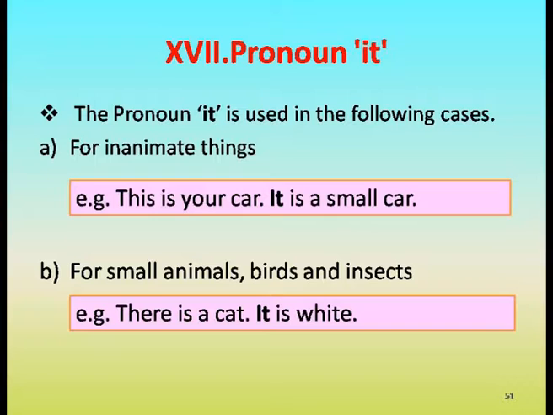Pronoun it. Pronoun it is used in the following cases. For inanimate things, this is your car. It is a small car. For small animals, birds and insects, there is a cat. It is white.